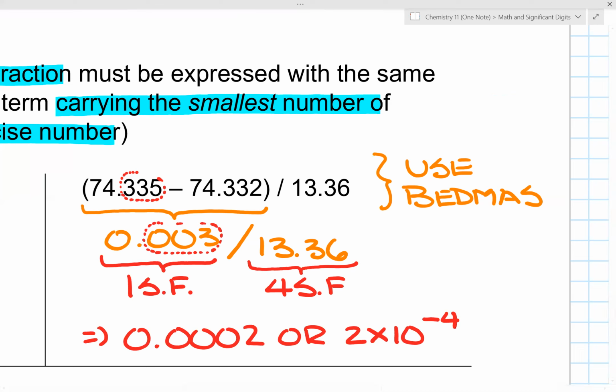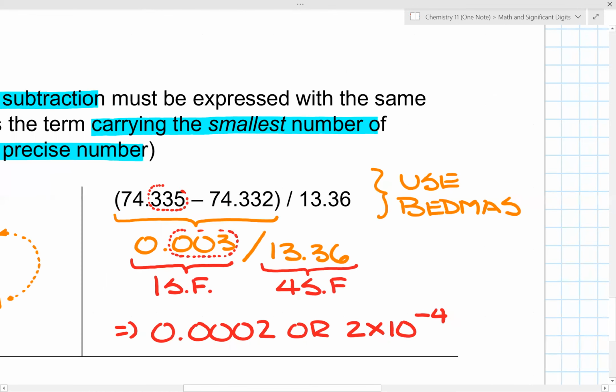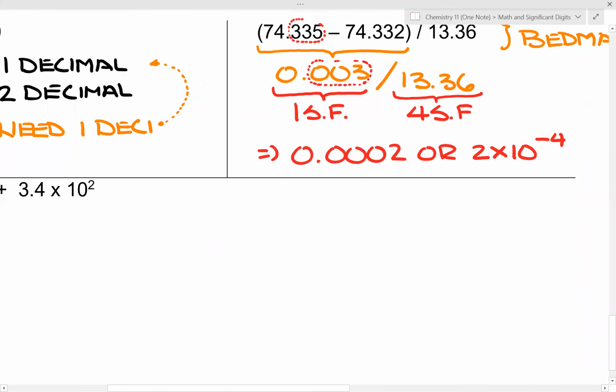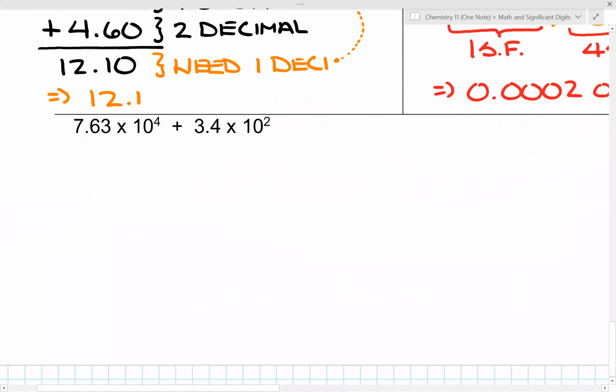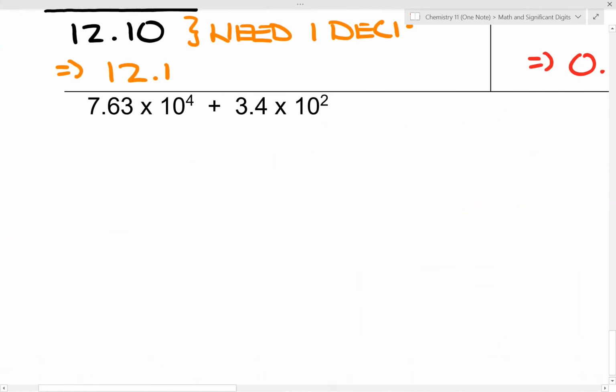So in a scenario like this, where you have multiple steps, a subtraction and a division, you follow BEDMAS and you round off at each individual step. Okay. Now, the last one is, let's say, a little bit trickier. Let's use exponential numbers. In this particular case, you have noticed something is times 10 to the 4 and times 10 to the 2.